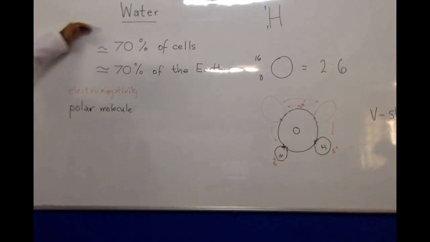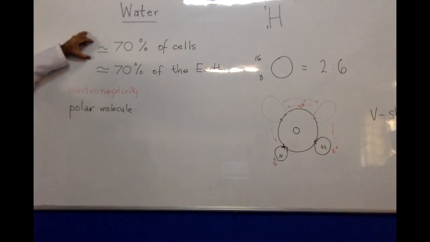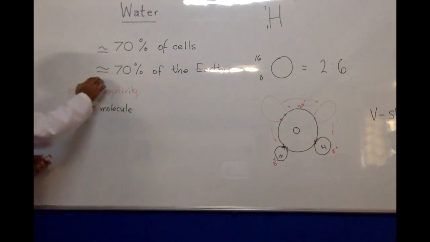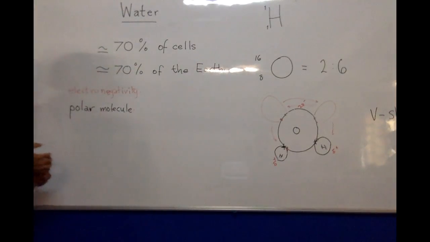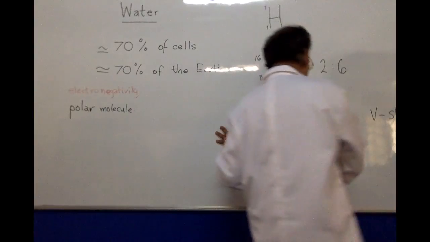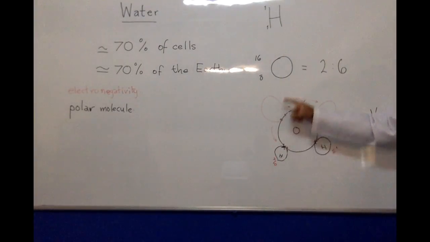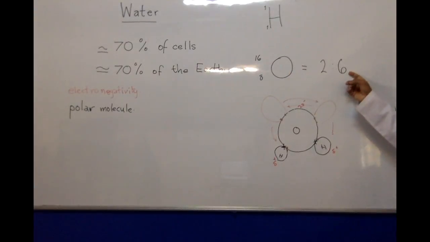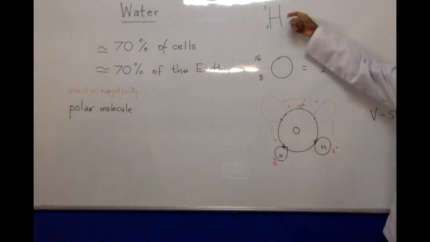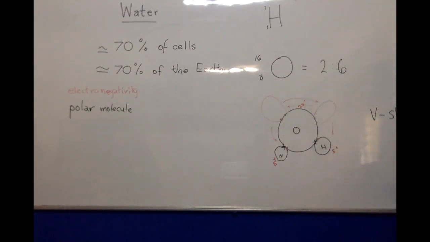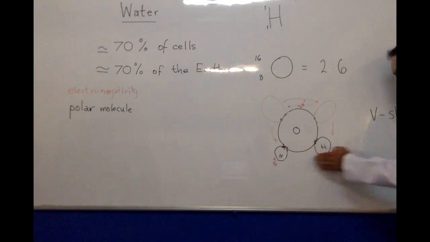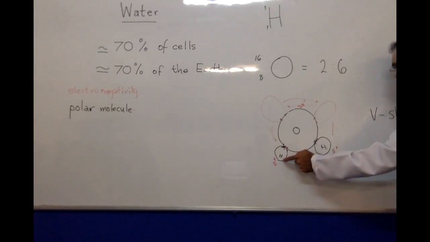Water molecule: 70% of the cell is made up of water, and 70% of the earth is covered by this very special molecule, which has very unique properties. The simple structure of a water molecule is shown here, with oxygen having 6 valence electrons, hydrogen having just 1 valence electron, and H2O being formed like this with 2 covalent bonds.